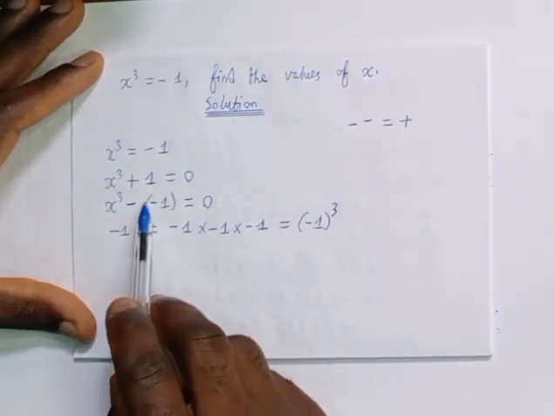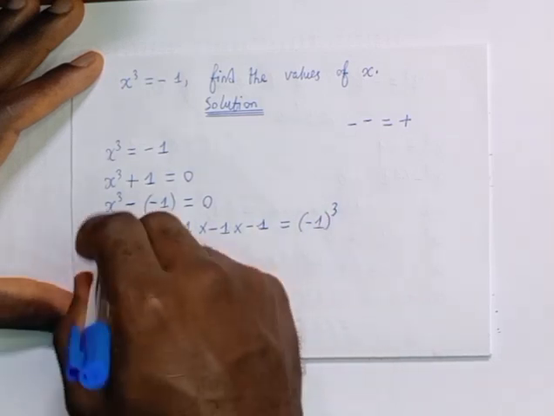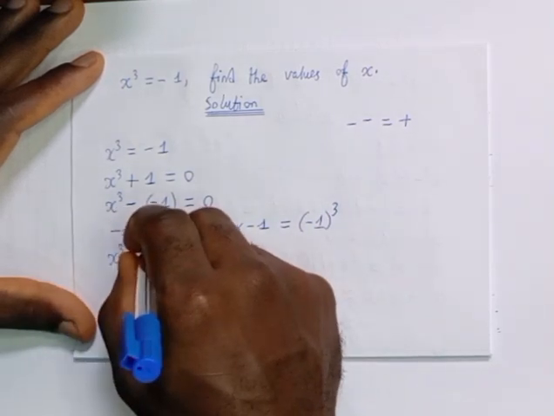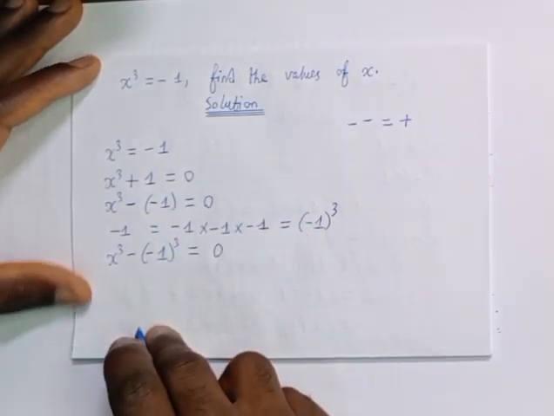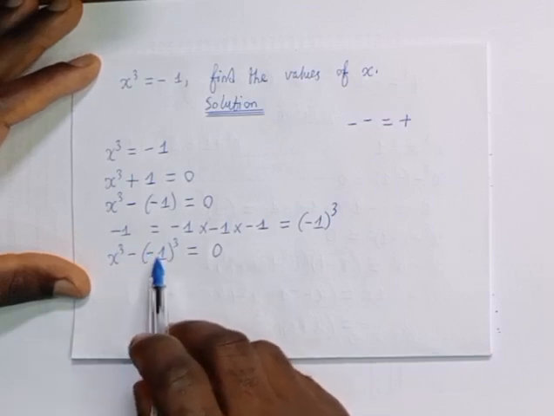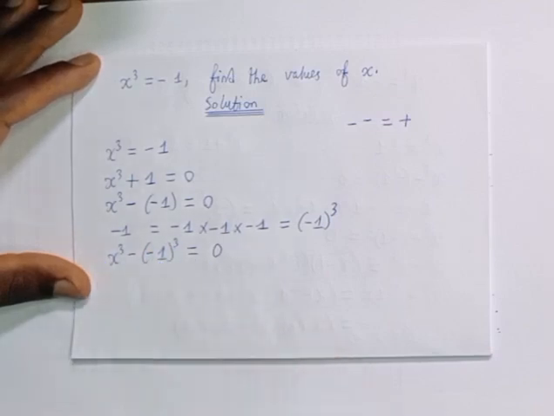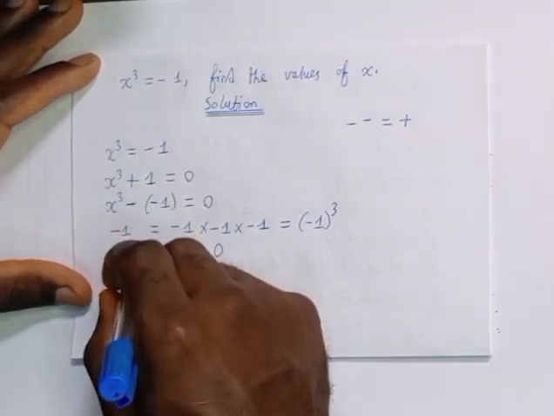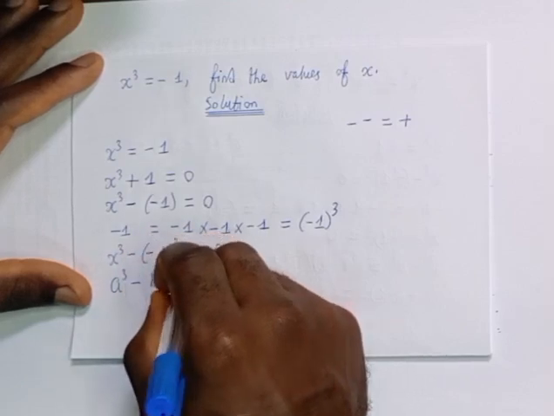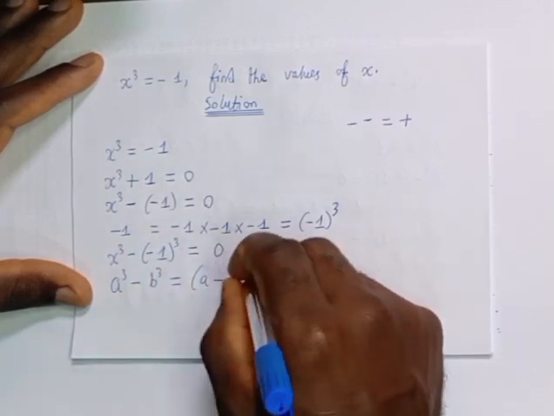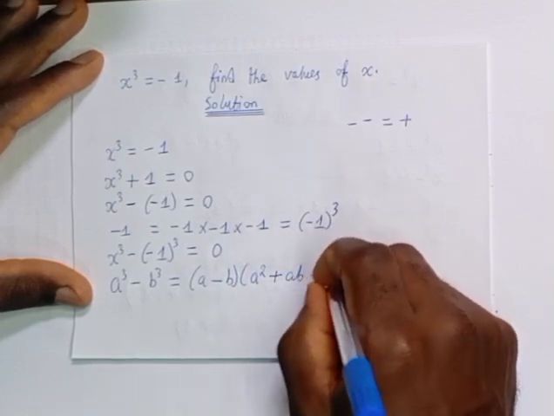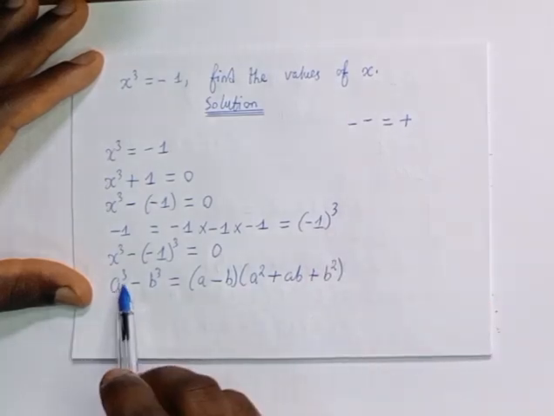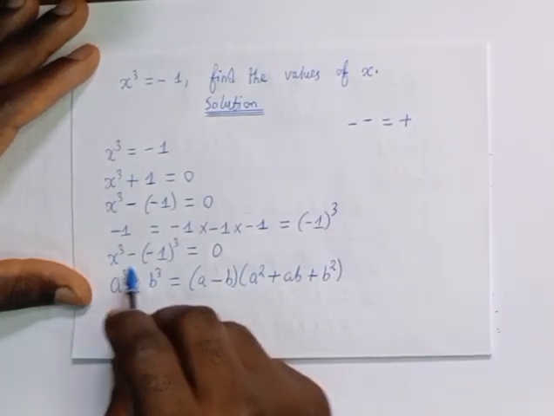In this equation, we are going to replace -1 with (-1) cubed. This will give us x cubed minus (-1) cubed is equal to 0. x cubed minus (-1) cubed at the left hand side of this equation is a difference of 2 cubes. We know if we have a cubed minus b cubed, it is simply equal to a minus b times a squared plus ab plus b squared.